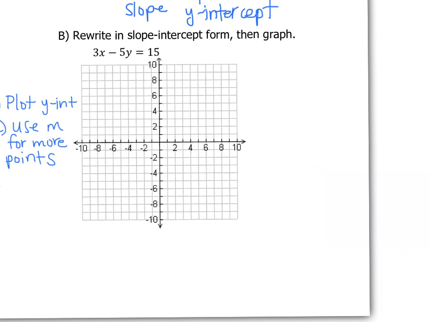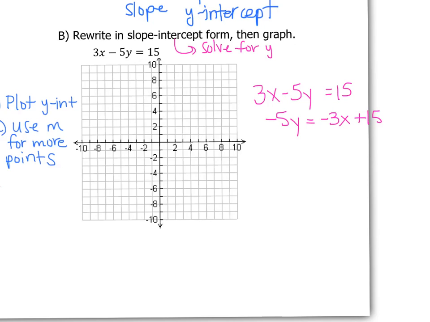In the next example, we are given the equation in standard form, but what it's asking us to do is to rewrite it in slope-intercept form. What that means is we are going to solve for y and then graph. So let's start with our 3x minus 5y equals 15. Our goal is to solve for y. So we will first subtract 3x from both sides. So that gives me negative 5y equals negative 3x plus 15. And then we will divide everything by negative 5 to get y by itself.